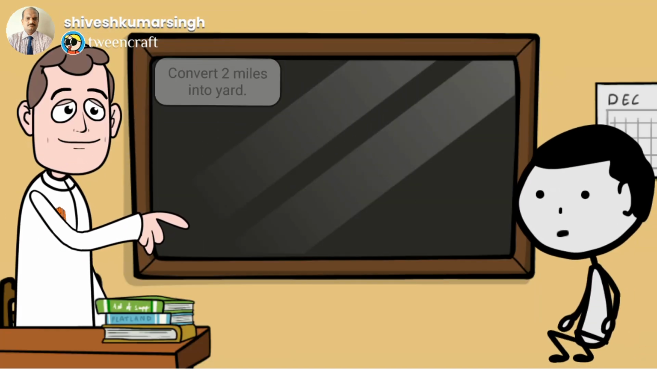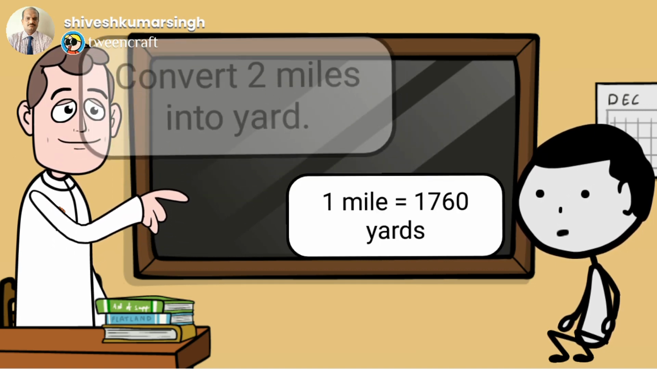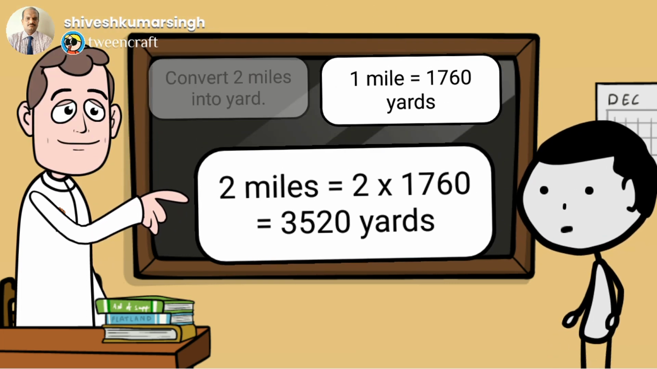Okay, Divyansh, can you solve this question? Convert 2 miles into yards. Sir, as we know that 1 mile is equal to 1760 yards. So 2 miles will be equal to 2 multiply 1760 means it will be 3520 yards. Very good, Divyansh. Excellent. Can you take your seat?